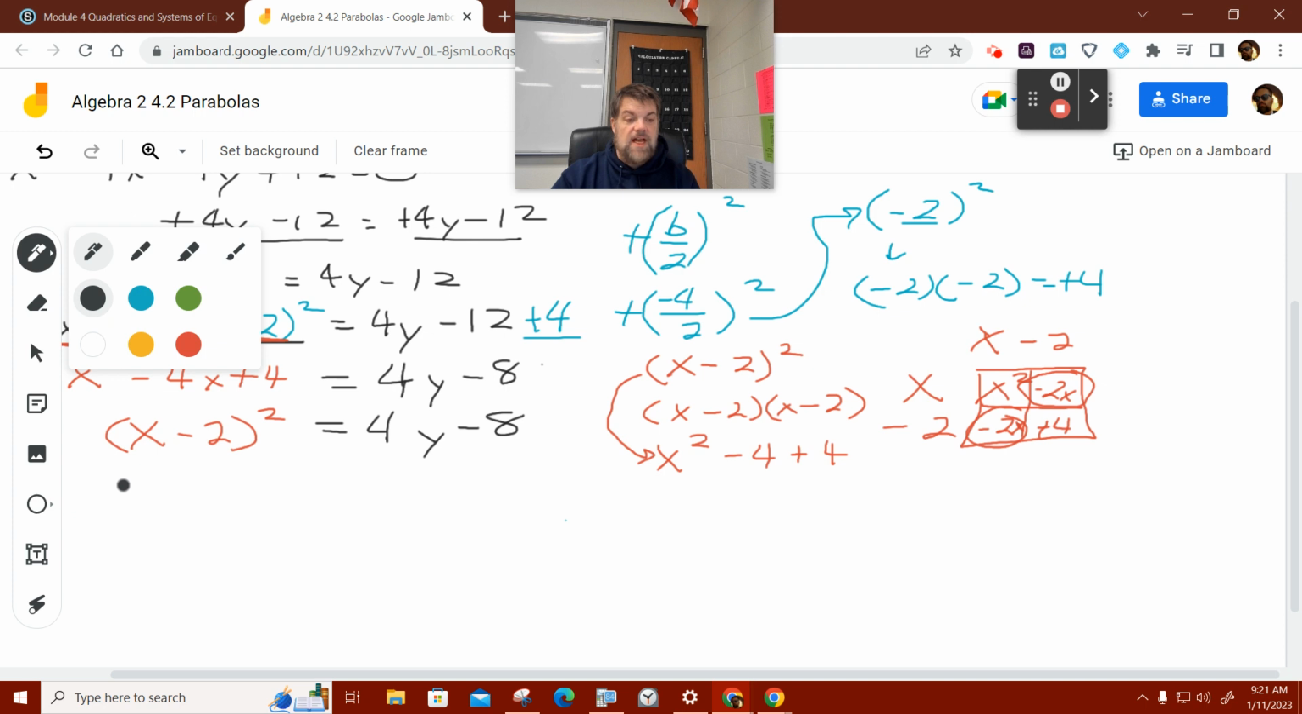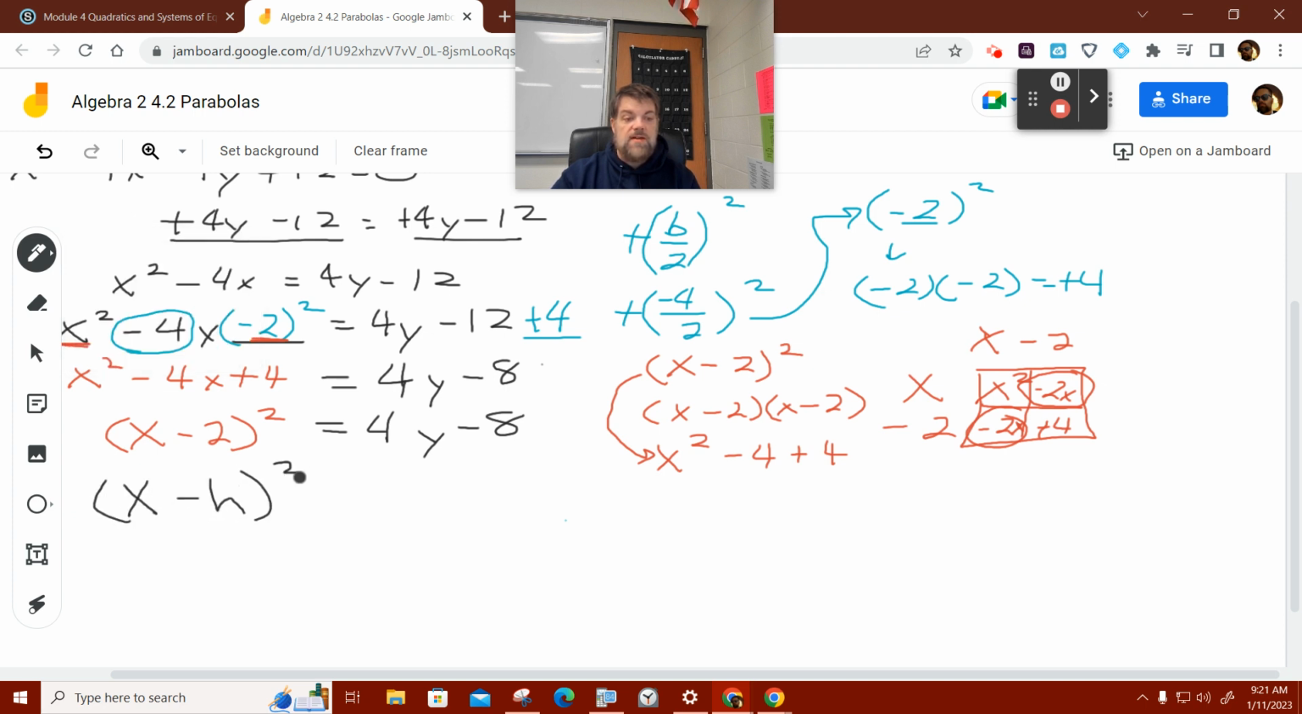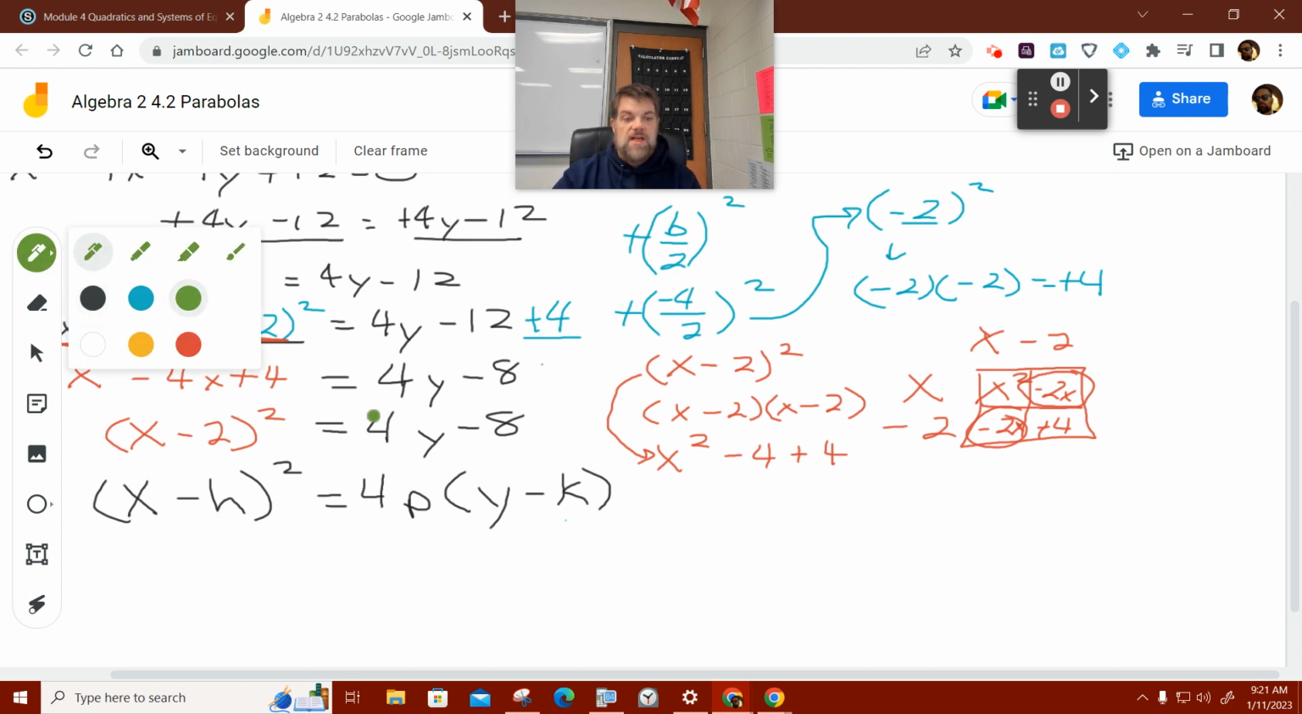I need to make it look like (x minus h) squared is equal to 4 times p times the quantity (y minus k). I need to make it look like that, okay? So how do I do that? Well, I have to do some work over here. I have to make this look more like this. In other words, I've got to isolate the y. I have to get y by itself.